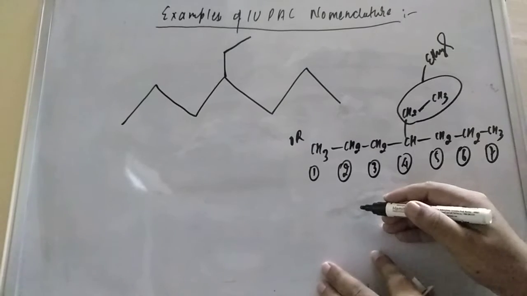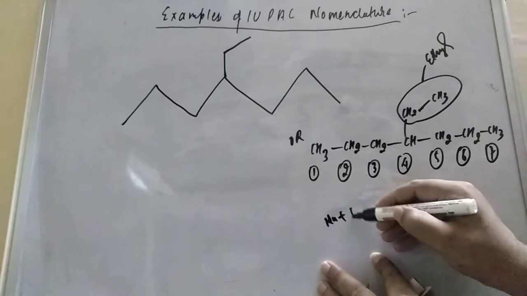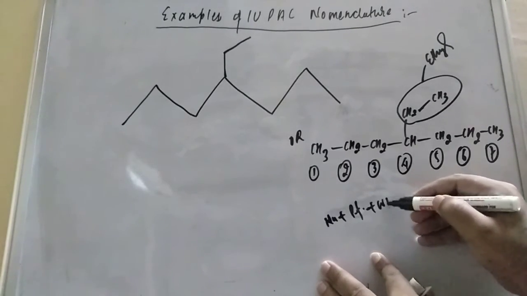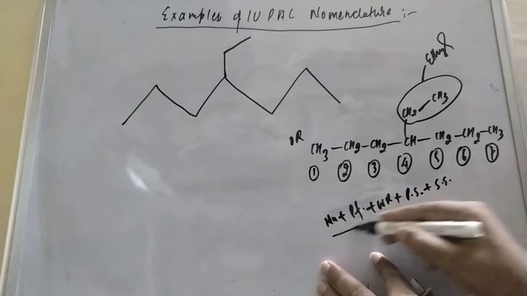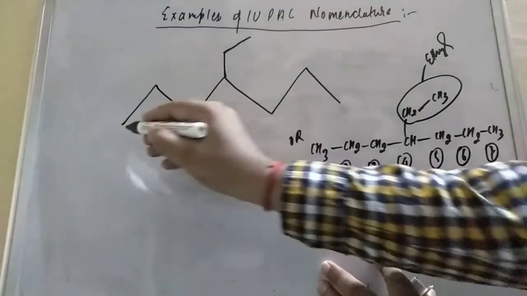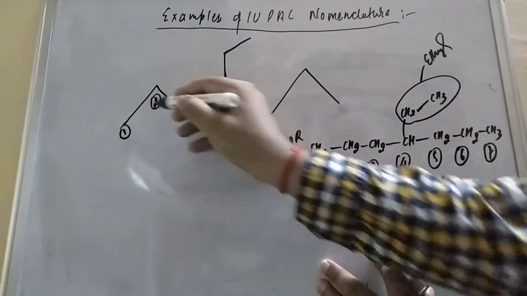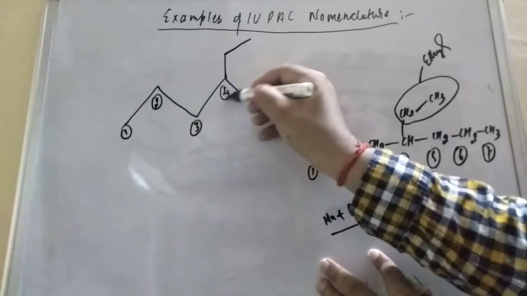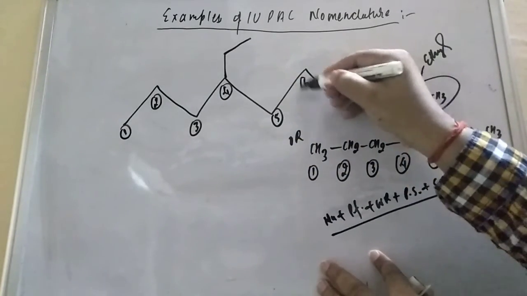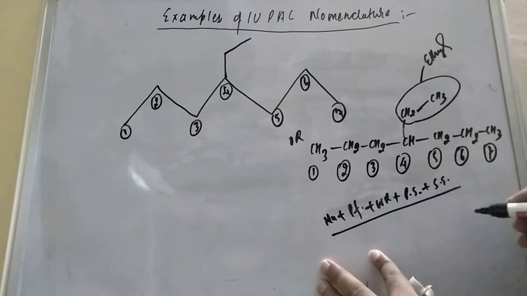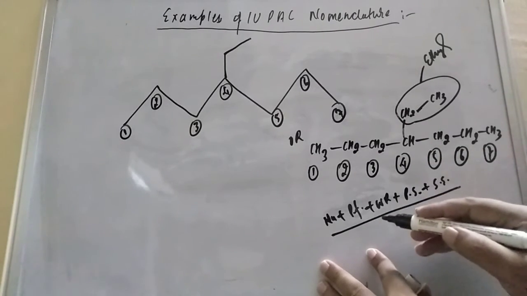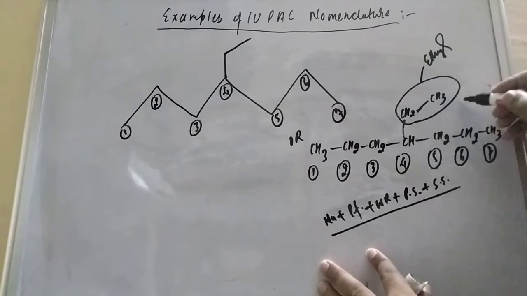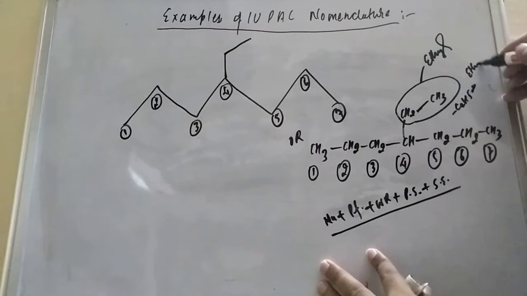The formula you know, student: first we do the numbering, then we write the prefix, then the word root, then the primary suffix, and then the secondary suffix. Dear student, you follow this. We can do the numbering from any side: 1, 2, 3, 4, 5, 6 and 7. Any compound you can match like this and you will be able to understand easily. So after numbering, the prefix: CH2CH3 is C2H5, and C2H5 is the ethyl.